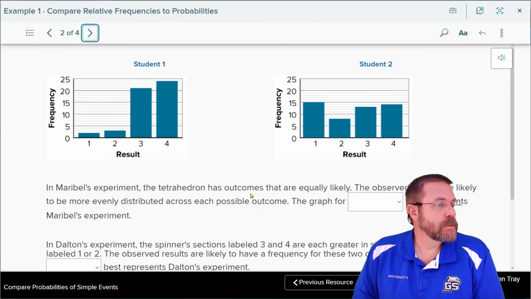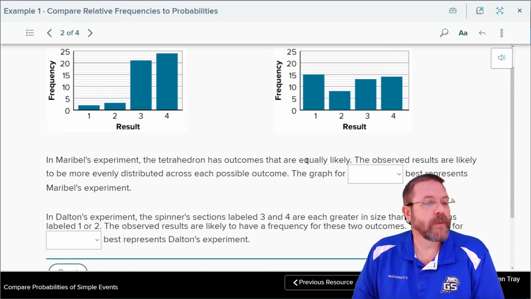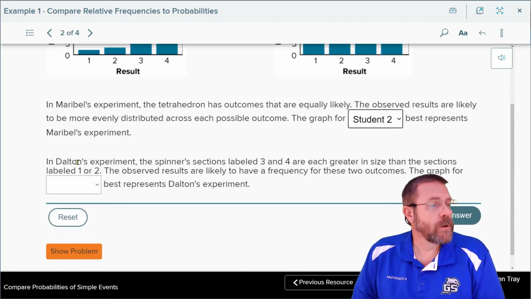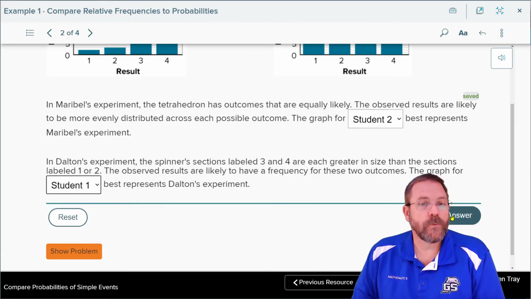We can say that in Maribel's experiment, the tetrahedron has outcomes that are equally likely. The observed results are likely to be more evenly distributed across each of the possible outcomes. The graph for student 2 best represents Maribel's experiment. Meanwhile, in Dalton's experiment, the spinner's sections labeled 3 and 4 are each a greater size than the sections labeled 1 and 2. The observed results are likely to have a greater frequency of those two outcomes. The graph for student 1 best represents Dalton's data.